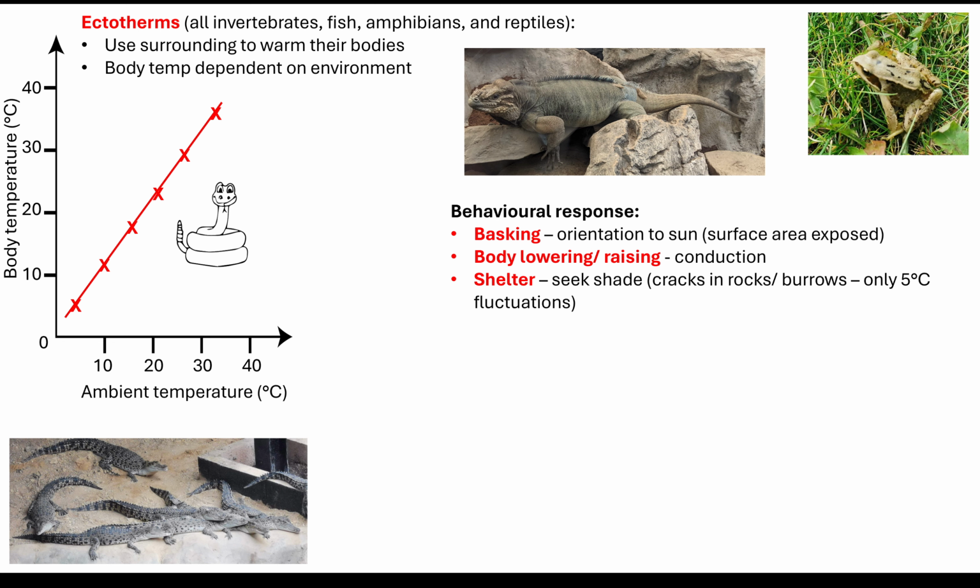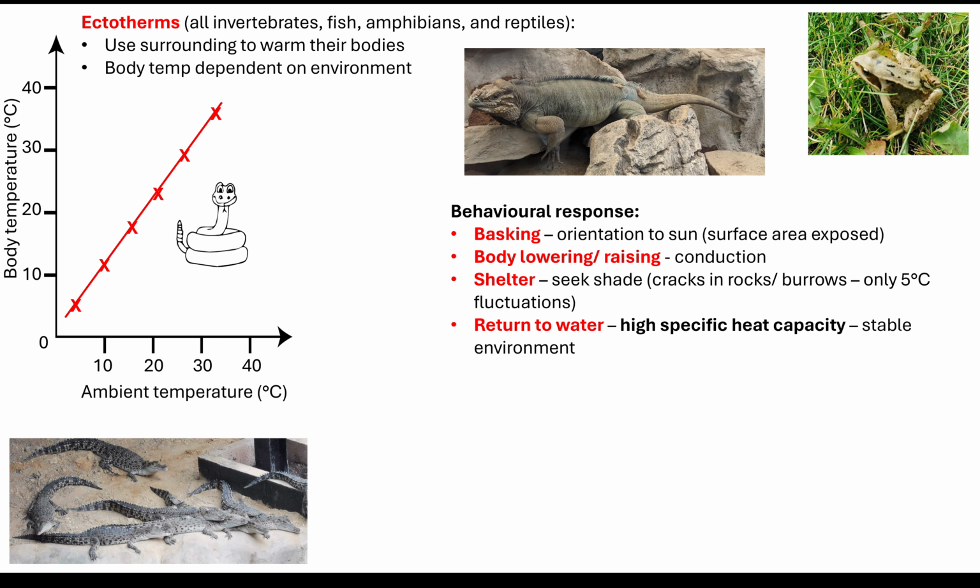They can seek shelters, they can seek the shade, they can go into cracks in rocks and burrows. The reason being is when they go into the shade, there is a smaller fluctuation in that temperature. It's only about 5 degrees C, so they are therefore reducing the effect that thermal energy will have on them.